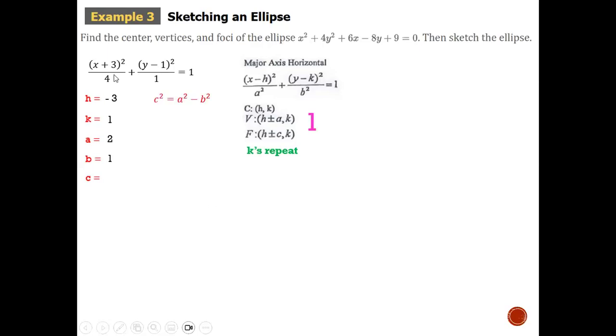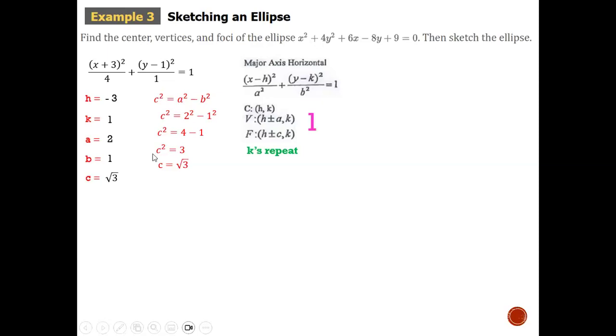Now I need to find c. H, k, a, and b you can find from the equation if you have the equation in this form. C you find by using a and b in the equation. C squared is 2 squared minus 1 squared. 4 minus 1 is 3. Take the square root to get c. Square root of 3 is square root of 3, and that is my c value.